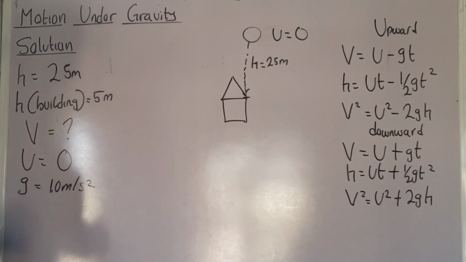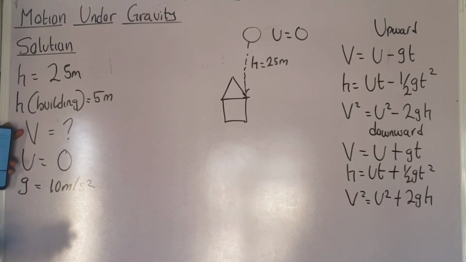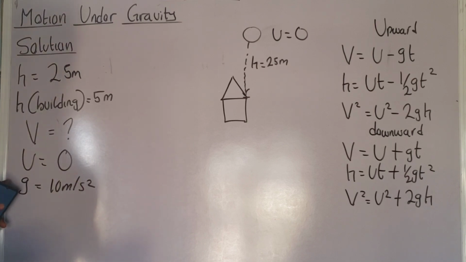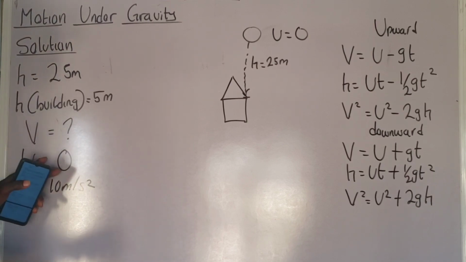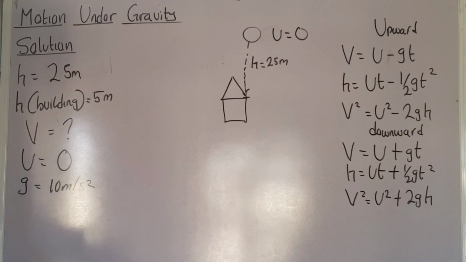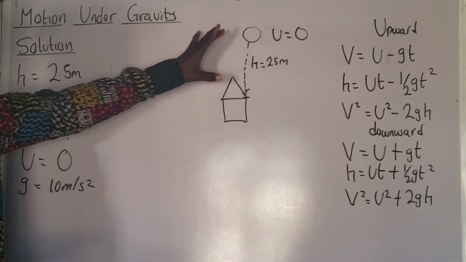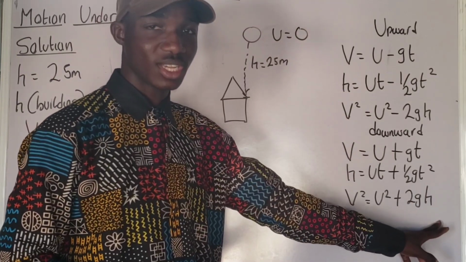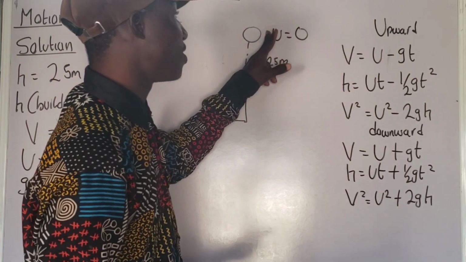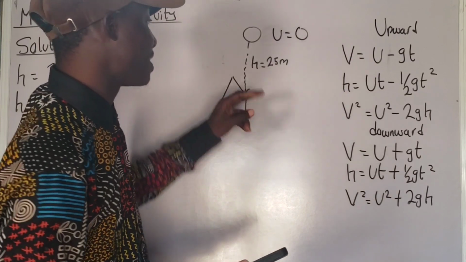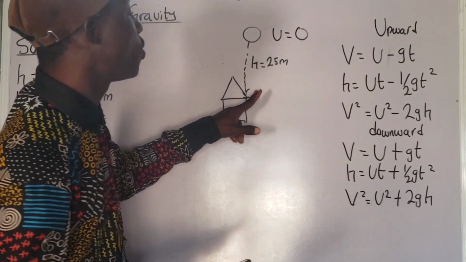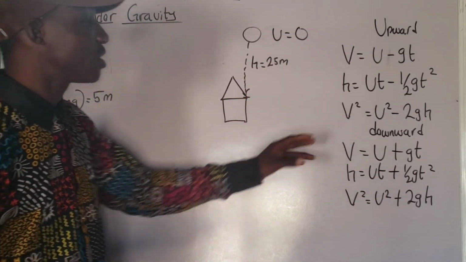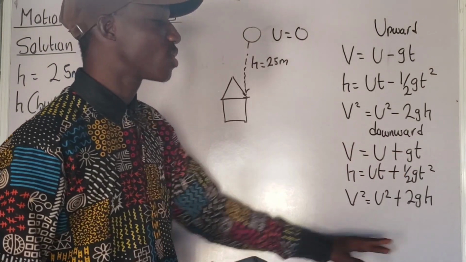Now, we are given these parameters. We have h, we have u, and we are told to calculate the final velocity. We are given that u equals 0 and g equals 10 meters per second squared. Now, because the object is released, this is downward motion. The object falls freely downward, and it hits the roof of this house. Because this is downward motion, I'm going to use one of these equations.